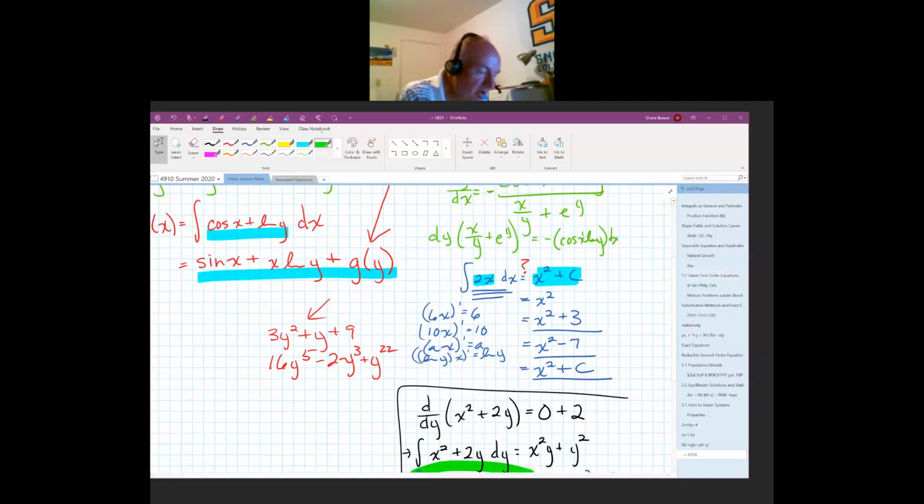Okay, and so that's where this comes in back up here. We take the antiderivative of this with respect to x. We're clean, no problem. But then we could just have a bunch of random y terms. At this point, we don't know what they are. We'll find them here in a bit. But at this point, we're just going to call them g of y.